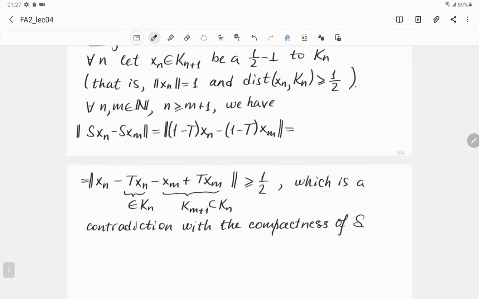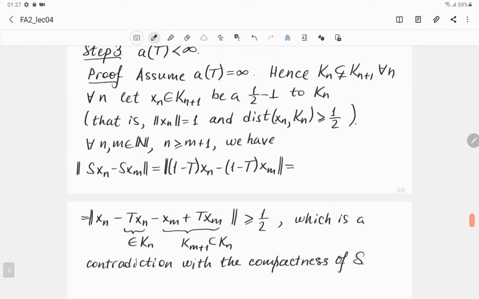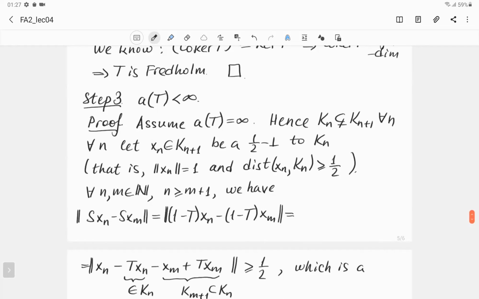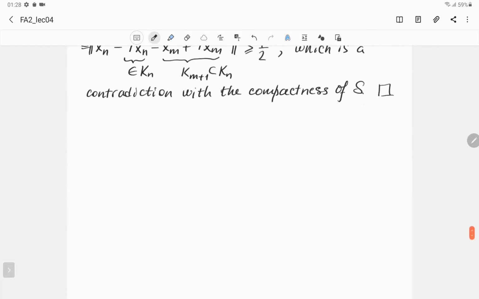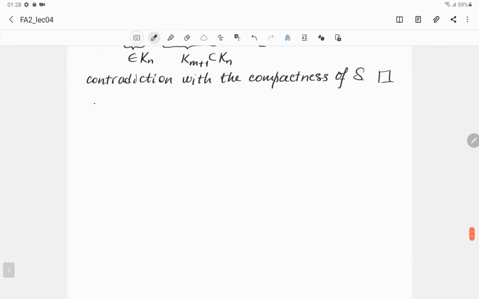So the contradiction shows that the ascent of T is finite. And this is the end of the proof of step 3. Okay, now we have to show that the descent of T is finite. And this is step 4. Here, to prove this result, it will be convenient to use the duality argument.